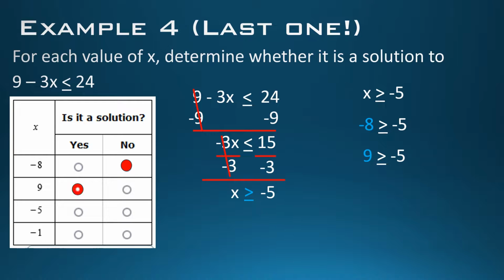Is 9 greater than or equal to negative 5? Yes, yes it is. How about negative 5? Is negative 5 greater than or equal to negative 5? Well, negative 5 is not greater than negative 5, but it can be equal, so that will be yes. And then of course we have negative 1 greater than or equal to negative 5. Now I know this one gets confusing because they're both negative, but I'd rather owe somebody $1 than owe them $5, right? So negative 1 is greater than negative 5.